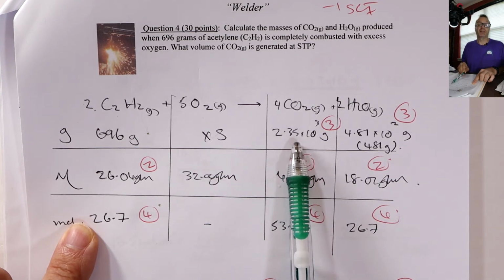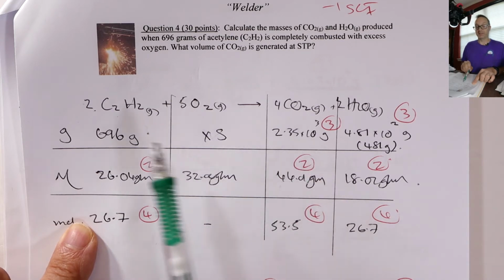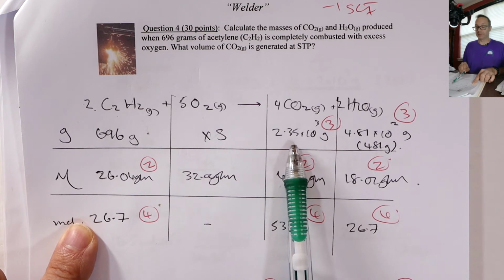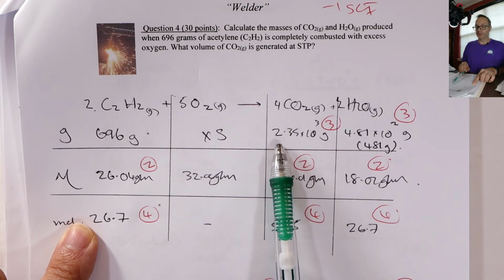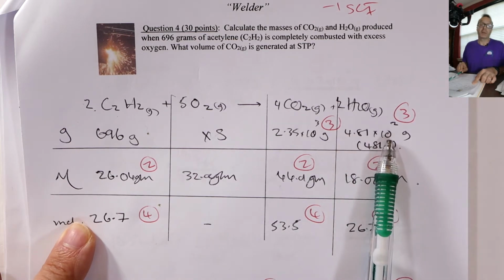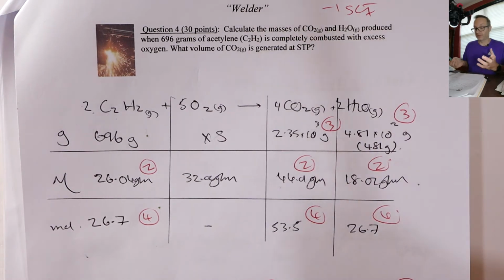Here you needed scientific notation, right? You couldn't put, you know, 2,350 or something, right? Because its significant figures was 3, right? That's 3 sig figs for a large number. 2.35 times 10 to the 3, 4. Oh, and over here, up again, 4.81 times 10 to the 2. I would accept 481 grams, okay.